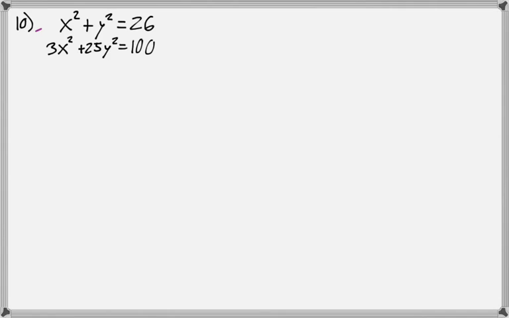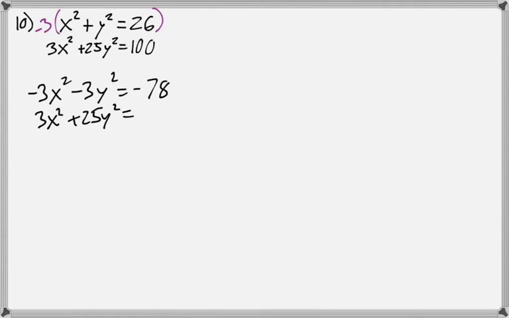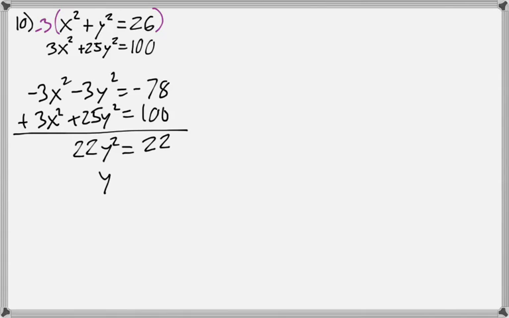I'm trying to eliminate one of my variables. So if I multiply the top equation by -3, then that's going to put a -3x squared here, which will eliminate with this positive 3x squared. So I want to add these up, and those x squareds go away, and I have 22y squared is equal to 22. So y squared is equal to 1.